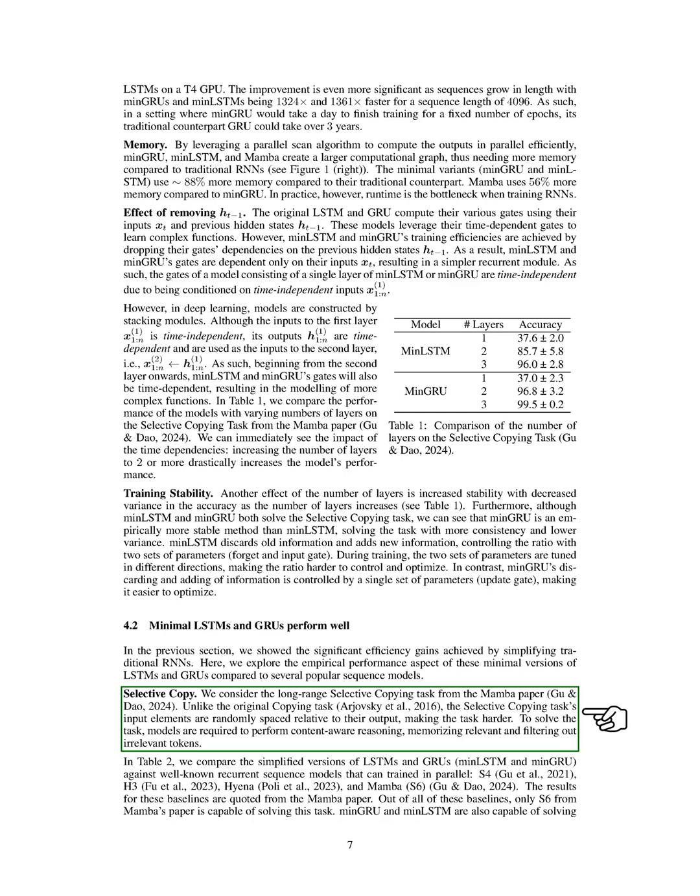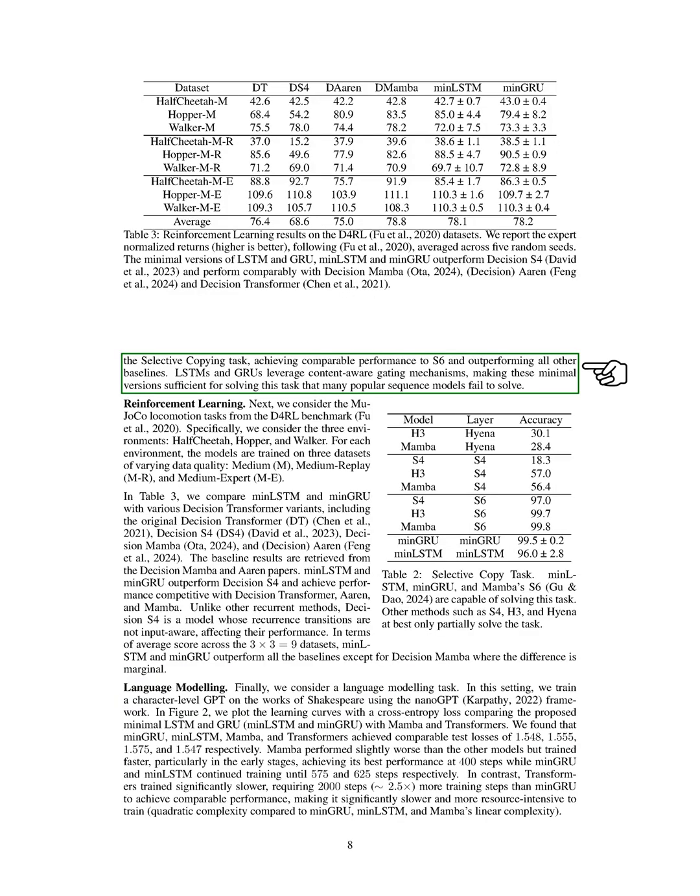However, both MN GRU and MN LSTM also manage to solve the selective copying task, performing similarly to S6 and surpassing all other models. The content-aware gating mechanisms in LSTMs and GRUs make these minimal versions effective for this task, which many popular models struggle with.